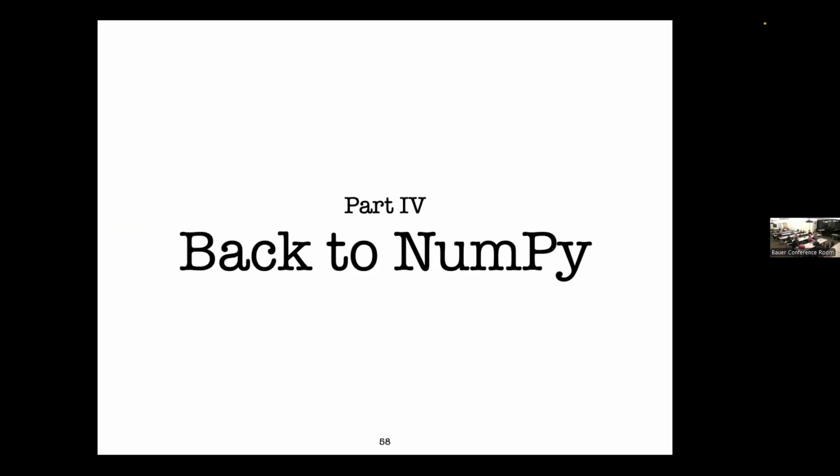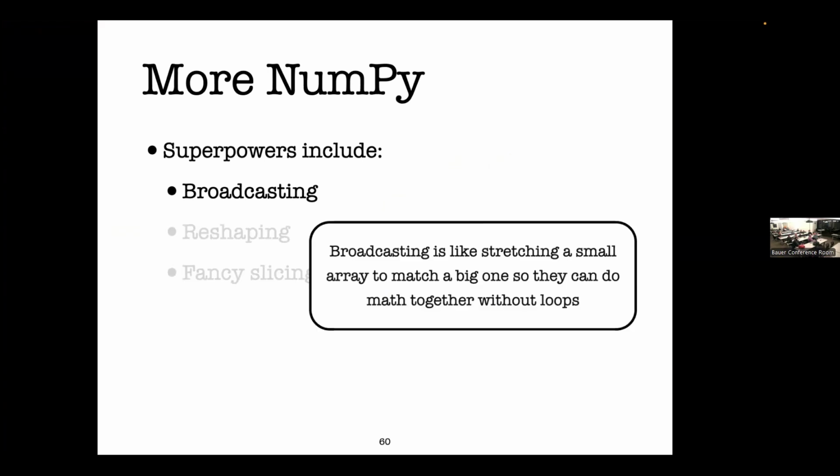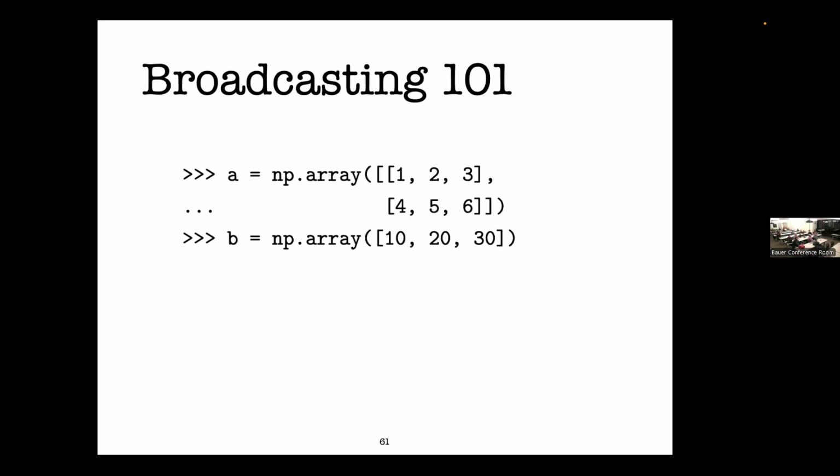Now coming back to NumPy. NumPy has some superpowers. If I want to say what NumPy does pretty well that Python by itself, or Python lists and tuples, can't do, it is broadcasting, reshaping, and fancy slicing. That's something I'll call that. So broadcasting, if you don't know, means you stretch the smaller array to match the bigger array, okay? So let's say we have this loop.